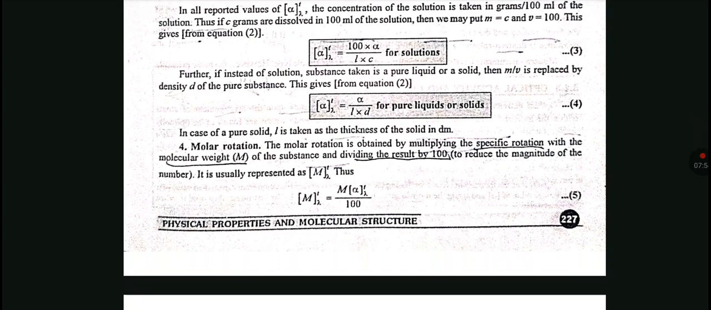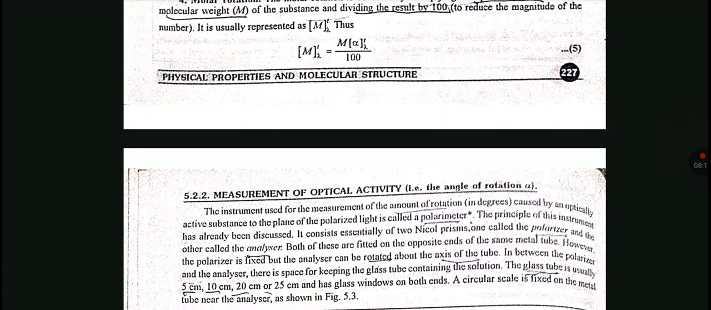Fourth, molar rotation. The molar rotation is obtained by multiplying the specific rotation with the molecular weight M of the substance and dividing the result by 100 to reduce the magnitude of the number. It is usually represented as M lambda T. Thus, M lambda T is equal to M into alpha lambda T upon 100.